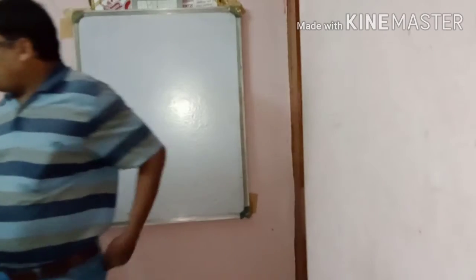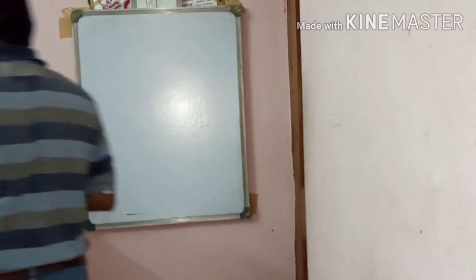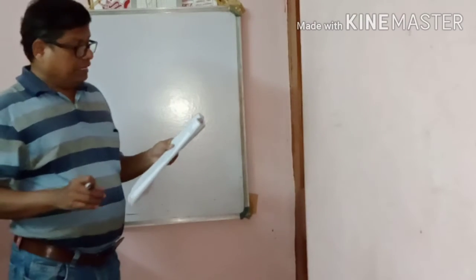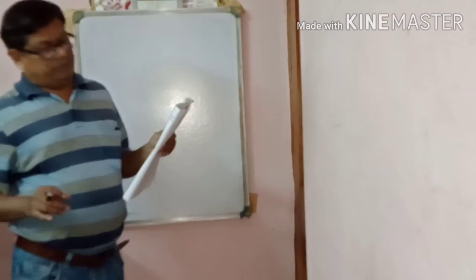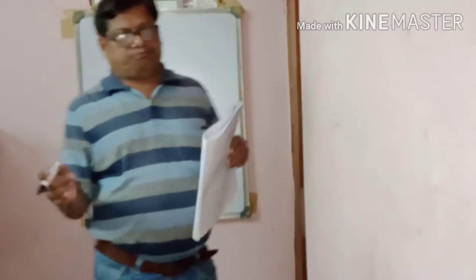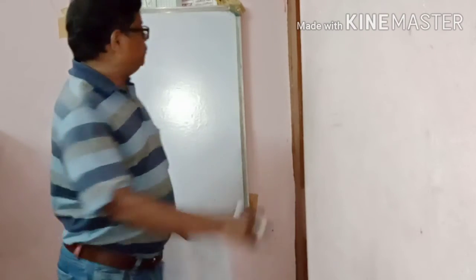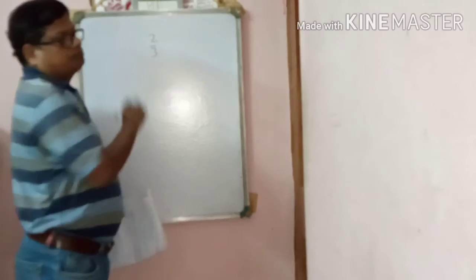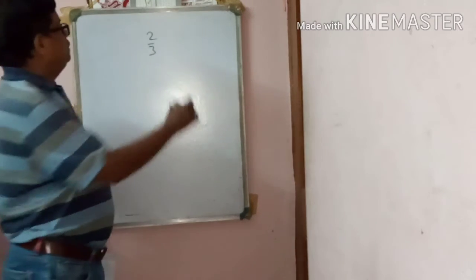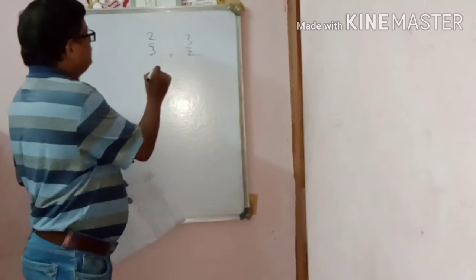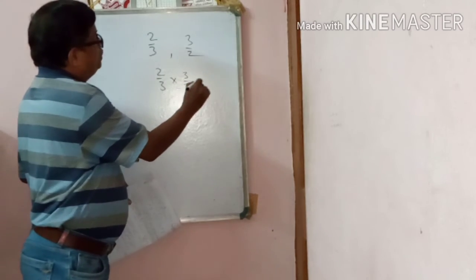Next one, multiplication of a non-zero number and its reciprocal. Suppose any non-zero number you have to consider. Suppose 2 by 3 and its reciprocal 3 by 2. If we consider 2 by 3 and its reciprocal 3 by 2, then its multiplication, 2 by 3 into 3 by 2, is equal to 1.